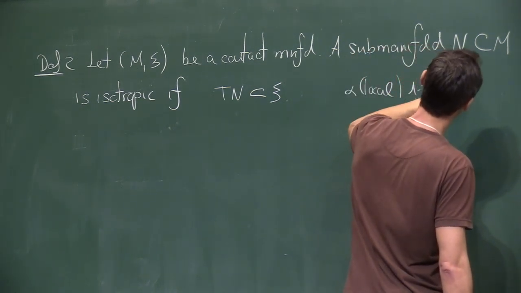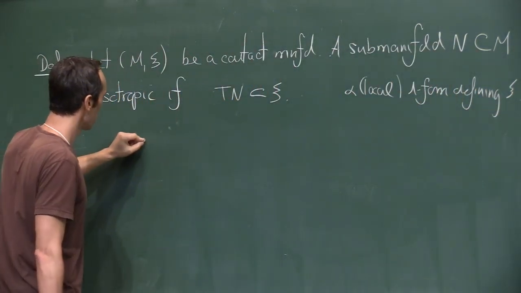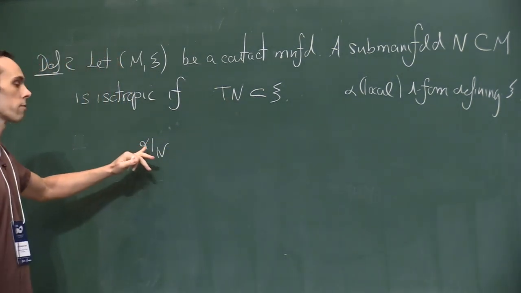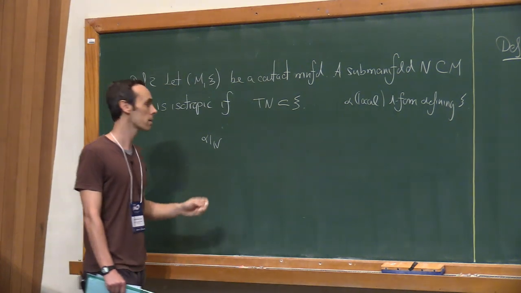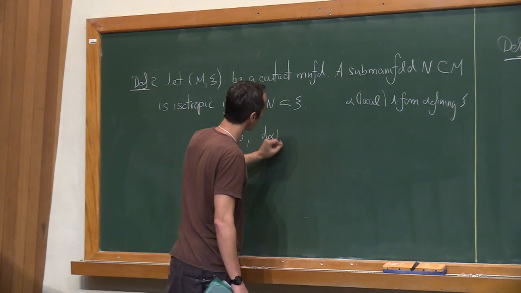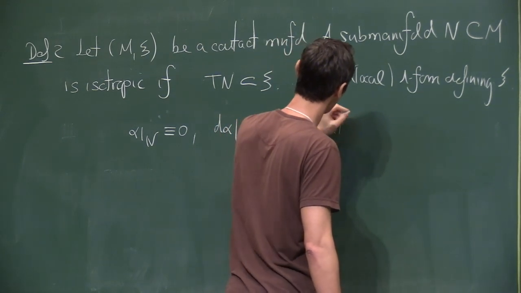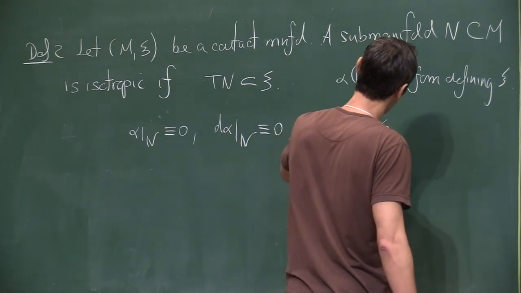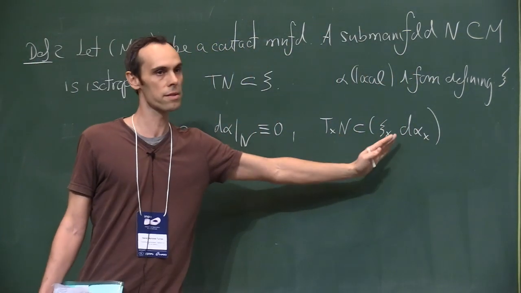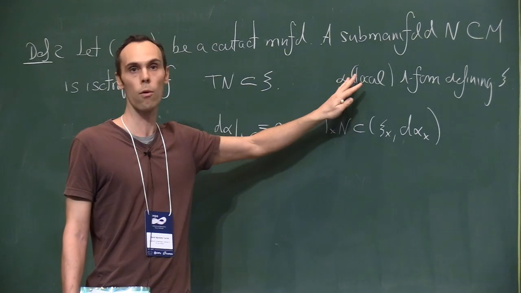imagine that you have alpha, your local one form defining the contact distribution. Now, because your submanifold is tangent to the distribution, it means that when you pull back the one form to the submanifold N, the one form is identically zero, which implies that d alpha, also restricted to the submanifold, is identically zero, which implies that for each point, what you have here is an isotropic linear subspace of the corresponding symplectic distribution. And as we know, the notion of being isotropic is invariant by scaling. So here it is well defined regardless of the local one form that I'm using.